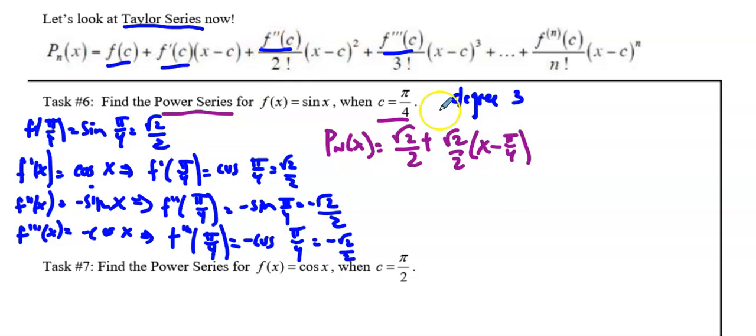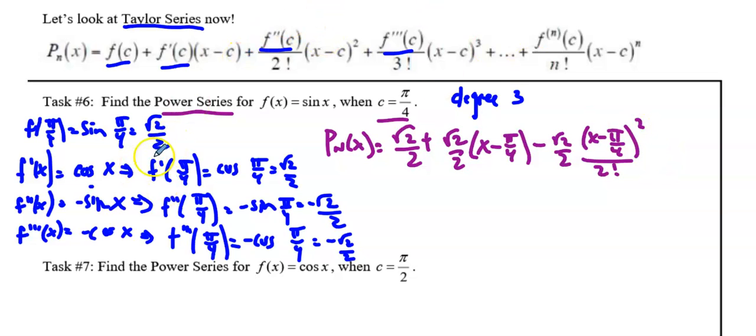Then we go over here to the next term, which is negative square root of 2 over 2, and I just do it like this: x minus pi over 4 quantity squared, all over 2 factorial. We're not necessarily looking to simplify this right this moment. We're just getting used to writing these things out. And then the third one, now that we're here, is going to be minus.